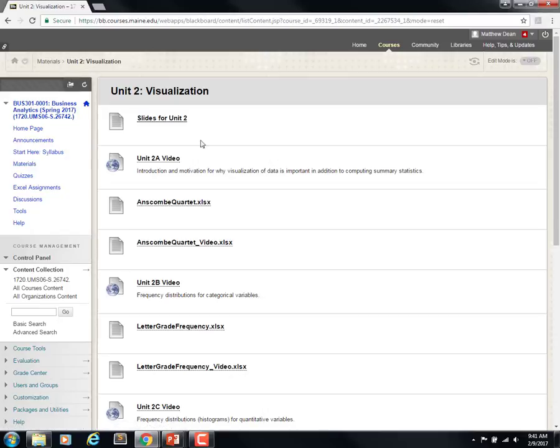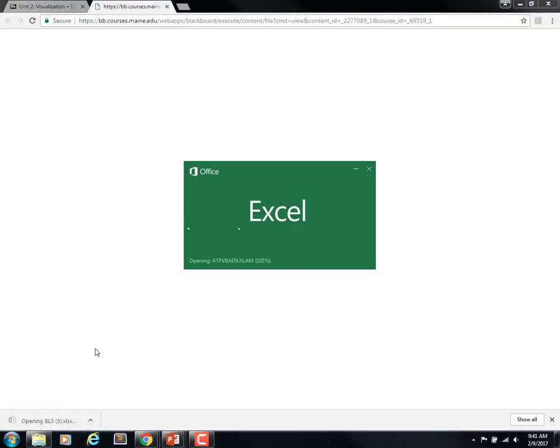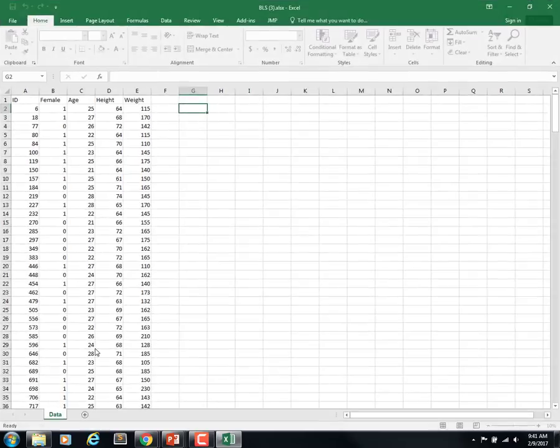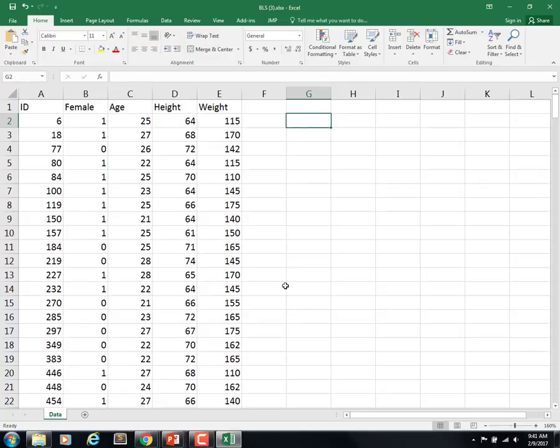So under Materials Unit 2, we're going to use BLS, which stands for Bureau of Labor Statistics. I grabbed this data from the Bureau of Labor Statistics at some point, where it's basically a survey that they do over multiple years, and this happens to be one snapshot, where I have the ID, whether or not they're a female. 1 means they're a female, 0 means they're not, their age in years, their height in inches, and their weight in pounds.